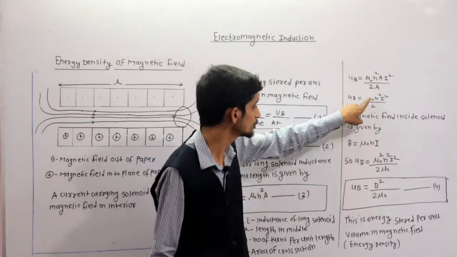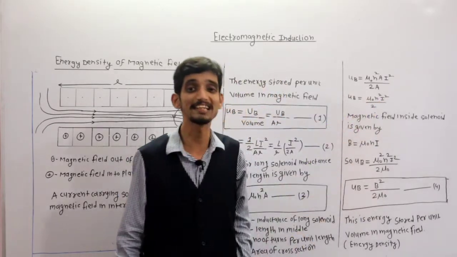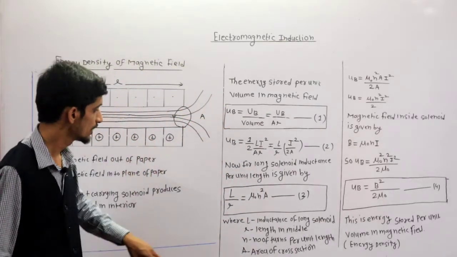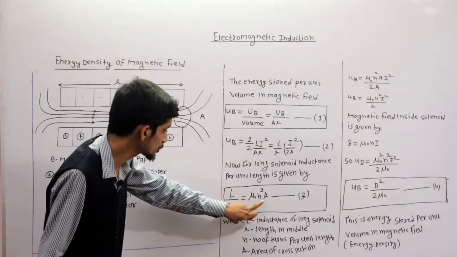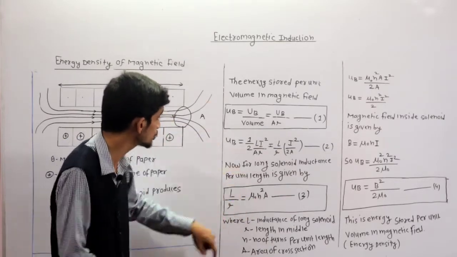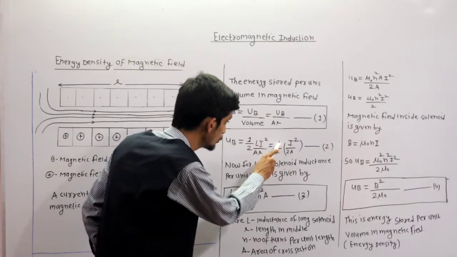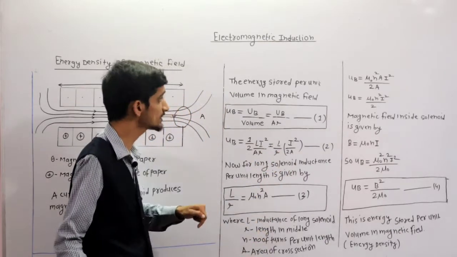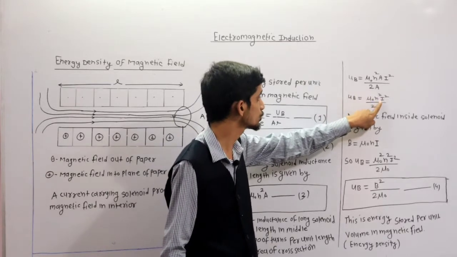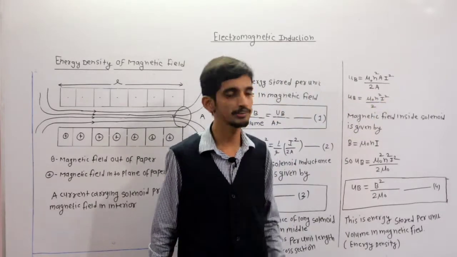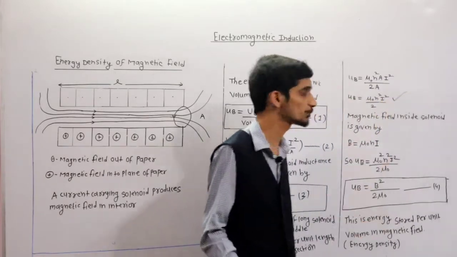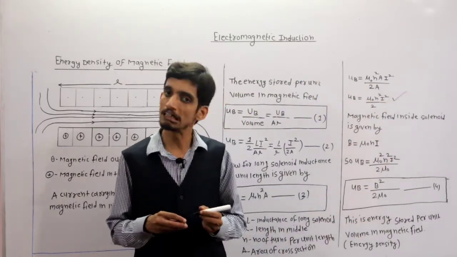So this mu 0 n square I square by 2 is the energy density. Once again I am telling you from where it comes. This L is actually mu 0 n square AL. That capital L, the self inductance, has to be substituted in equation number 2 for capital L. And after simplifying it, you are getting small ub is equal to mu 0 n square I square upon 2. This is the formula for energy density. This is the important one, mu 0 n square I square by 2. Clear? Okay.